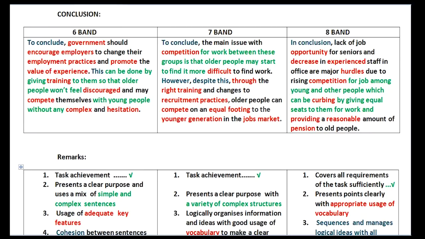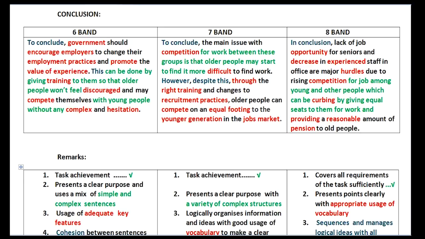For 6 band, I have written: "To conclude, government should encourage employers to change their employment practices and promote the value of experience. This can be done by giving training to them so that older people won't feel discouraged and may compete with young people without any complex and hesitation." The same meaningful passage for 7 band will be: "To conclude, the main issue with competition for work between these groups is that older people may start to find it more difficult to find work.